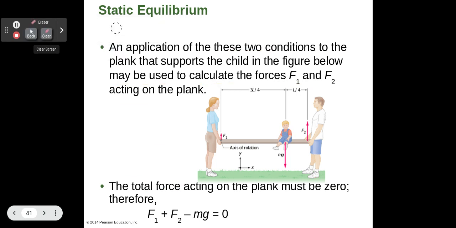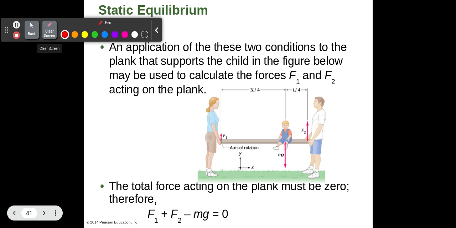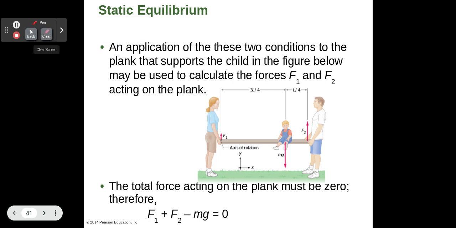All right, so an application or where we would use this would be, let's say you're trying to support this child that's sitting on this plank by holding the plank at either end. So we're talking about anything that's being held at either end and then has a weight in the middle. So in order for that to stay still and for that child to not go flying in one direction or the other, for the plank to not go rotating one direction or the other, you have to have static equilibrium.